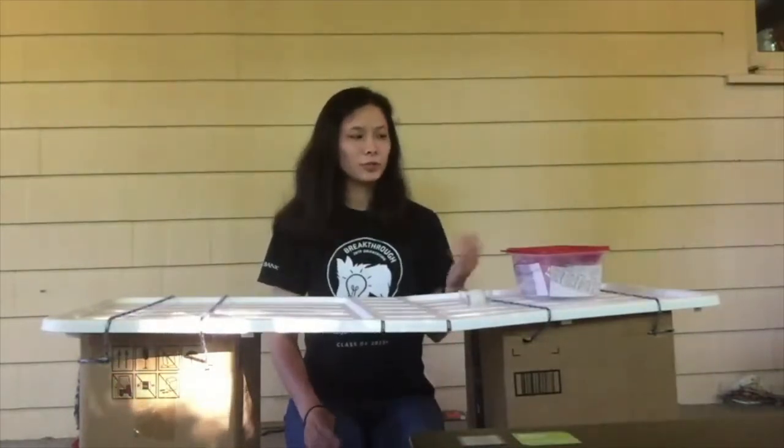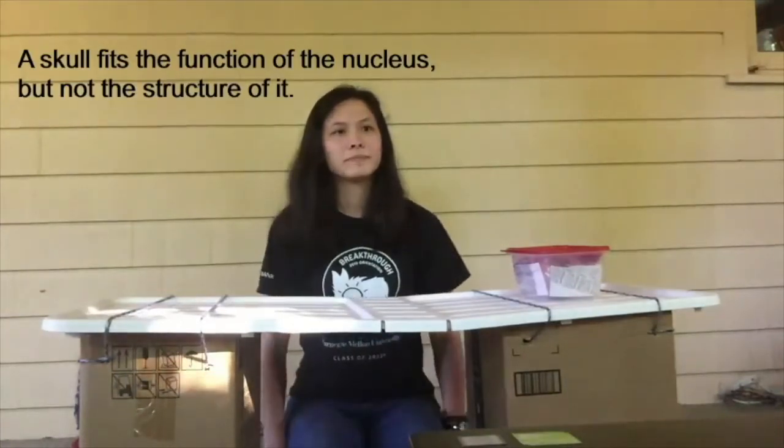Can you come up with an organism that has a structure similar to the cell nucleus? One structure I've come up with, though it doesn't exactly fit, is your skull. Your skull helps protect your brain, and your brain is the one giving directions to the rest of your body. Kind of like how the cell nucleus protects your DNA, which gives instructions to the rest of the cell.